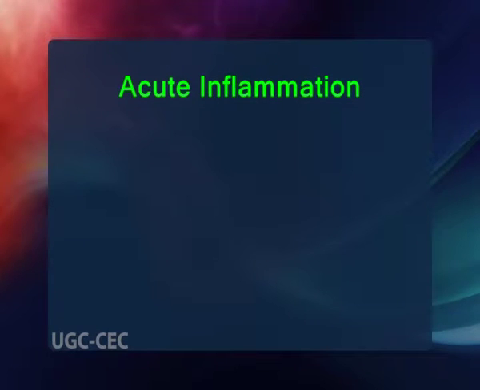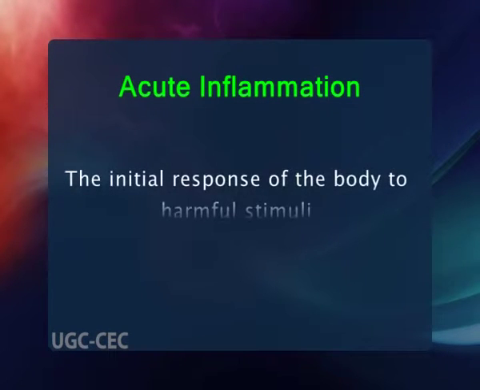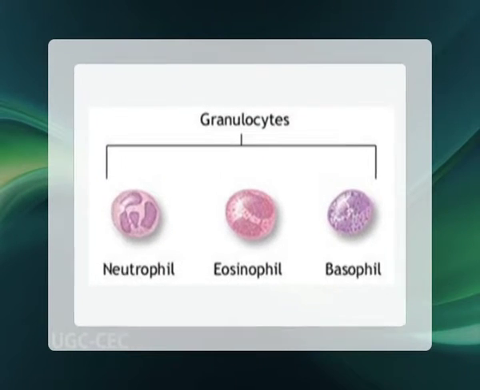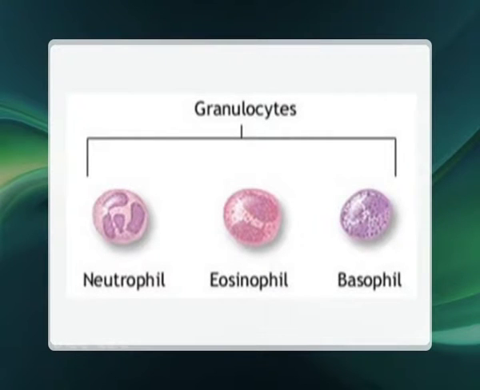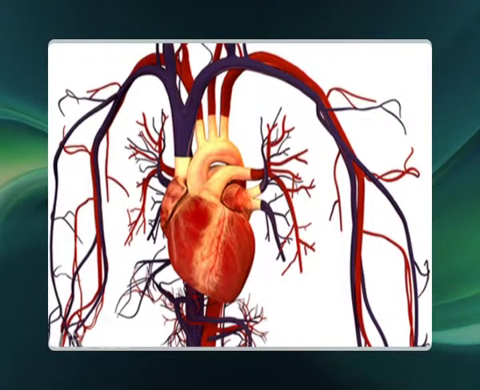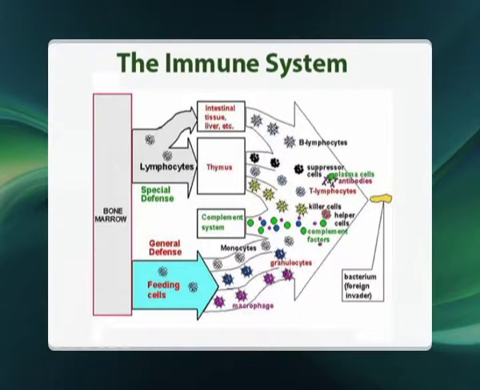Acute inflammation is the initial response of the body to harmful stimuli and is achieved by the increased movement of plasma and leukocytes from the blood into the injured tissues. A series of biochemical events propagates and matures the inflammatory response involving the local vascular system, the immune system and various cells within the injured tissue.